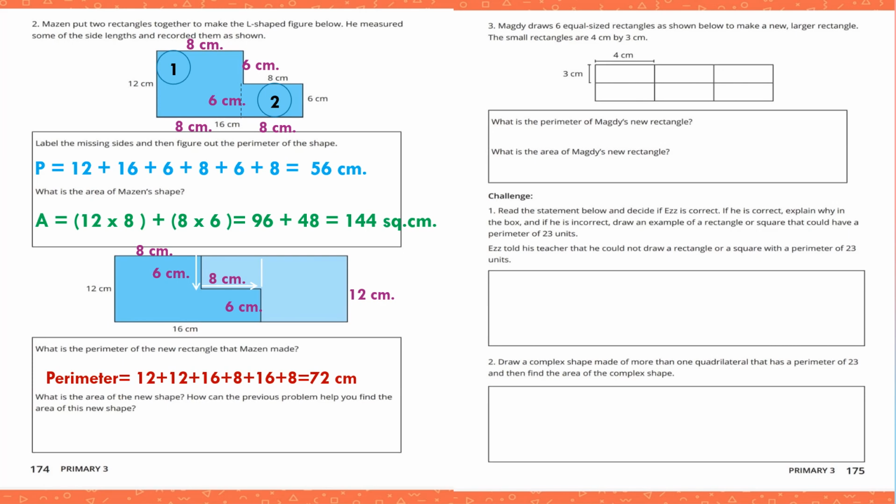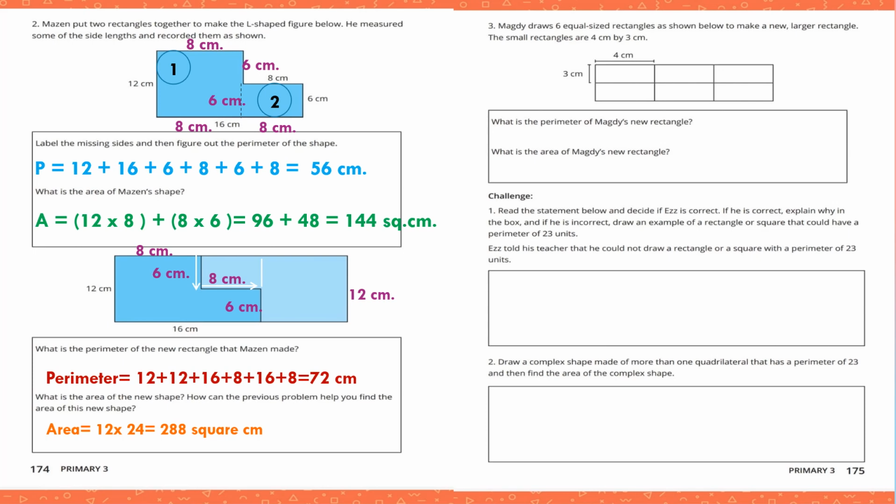What is the area of the new shape? So the area will be length times width. The width will be 12 and the length will be 16 plus 8 equals 24. So area equals 12 times 24 equals 188 square centimeters. Number 3.